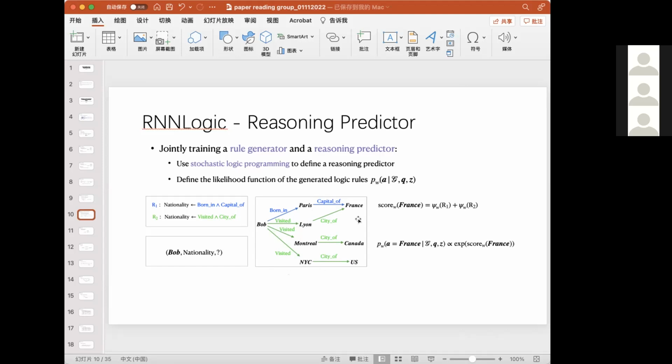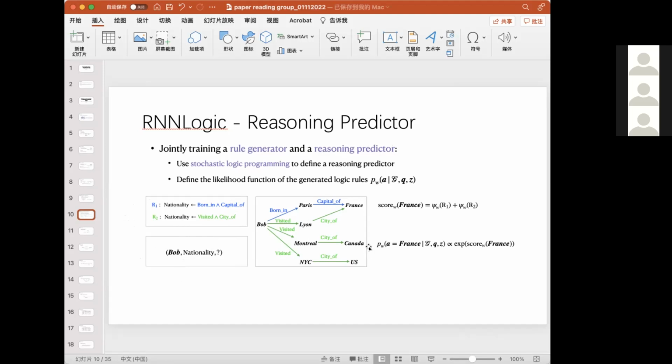The idea here is, for example, the goal is to find the answer for the query: what is the nationality of Bob? The ground truth is given in the knowledge graph. For example, this ground truth will be France. Now the goal of the reasoning predictor is that we're trying to plug this logical rule into the knowledge graph.